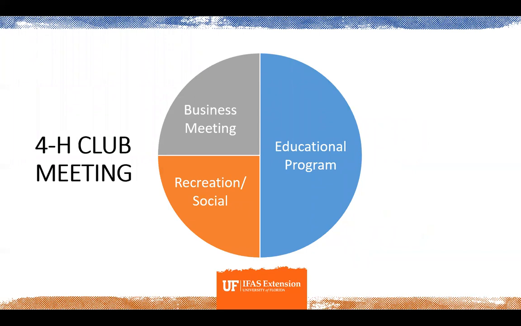There are 3 parts to a 4-H club meeting. The business meeting and recreation time should each be about 25% of your time. The educational program should be about 50% of the time. This isn't set in stone, and you and the club officers can adjust this as needed.